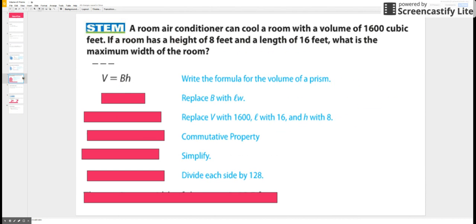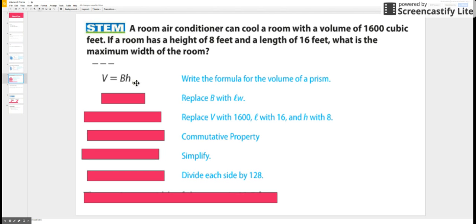All right, our next example. A room air conditioner can cool a room with a volume of 1,600 cubic feet. If a room has a height of 8 feet and a length of 16 feet, what is the maximum width of the room? So first thing you need to have is the formula.